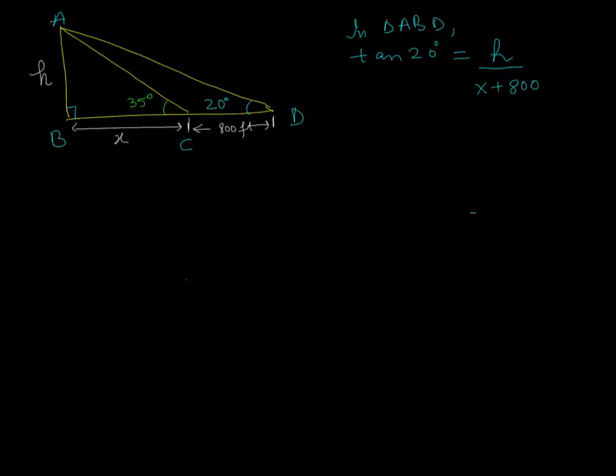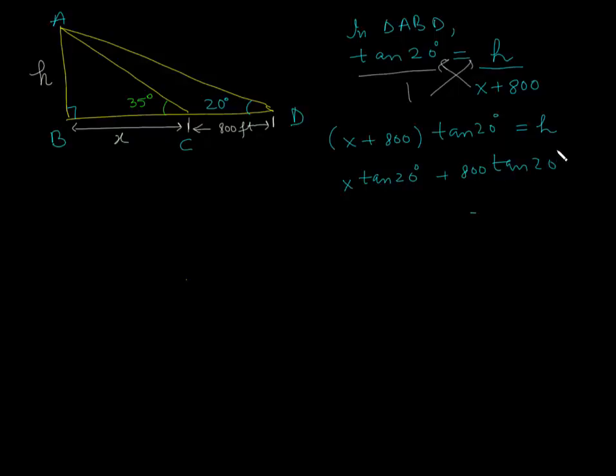Now let's cross multiply to find the value of h. So I put tan 20 over 1. You don't have to do it if you're comfortable without doing it. I just put it to show you that you can. This is how cross multiplication works. So 1 times h is just h. So (x plus 800) tan 20 equals 1 times h. And then we can distribute the tan 20 inside the bracket, so we get x tan 20 plus 800 tan 20 equals h.